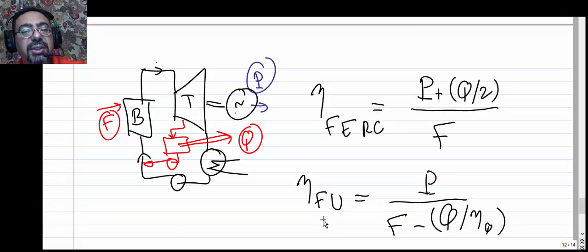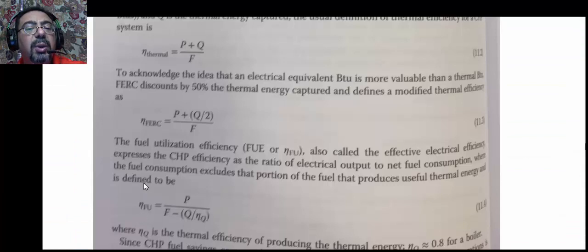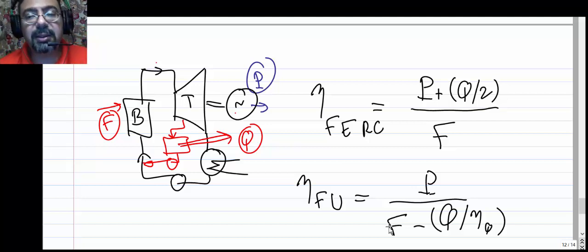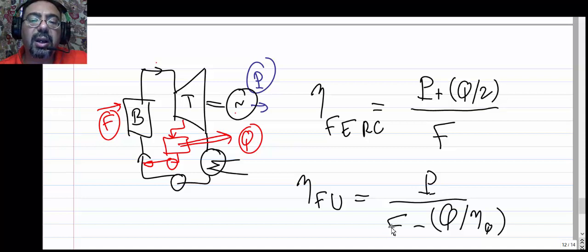Now there's another efficiency they define, which is the fuel utilization efficiency, FUE or eta FU. So what is the fuel utilization efficiency? We are spending the fuel to come up with P, right? So it will be P over F. It will be the kilowatt hour over the BTU. Kind of like the heat rate. Remember the heat rate for a power plant? It's the inverse of that: how many kilowatt hours for the BTU that we are spending in the boiler.